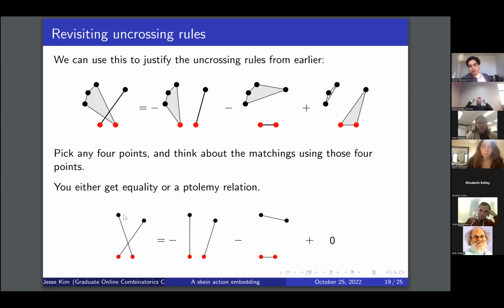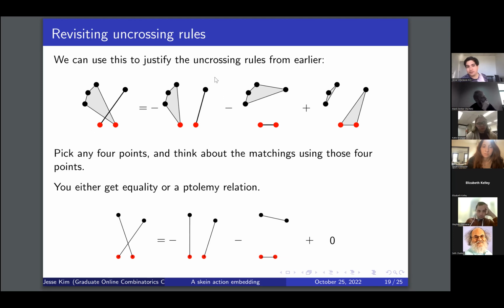So what you get is just a Ptolemy relation when you focus on these 4 matchings. If we instead focused on 4 vertices like these 2 here and these 2 here, then this term would contribute one matching like this and this.